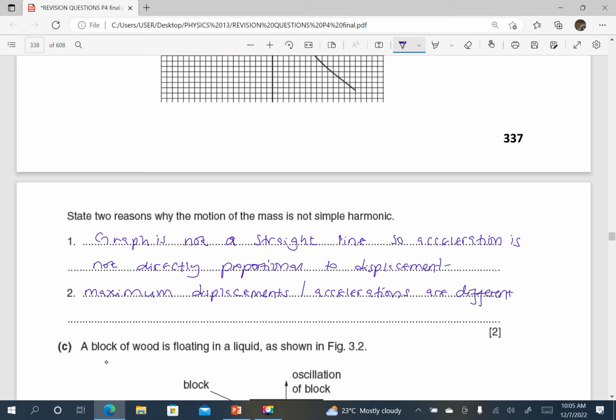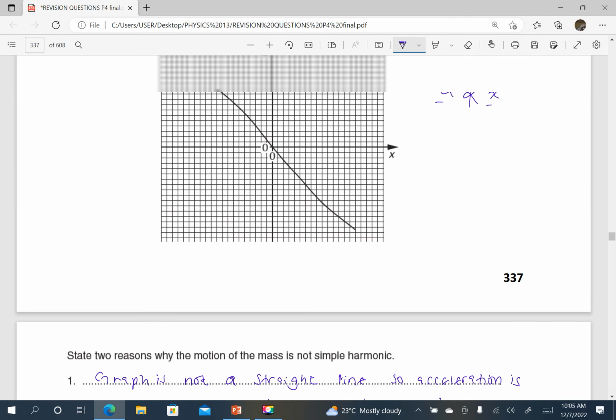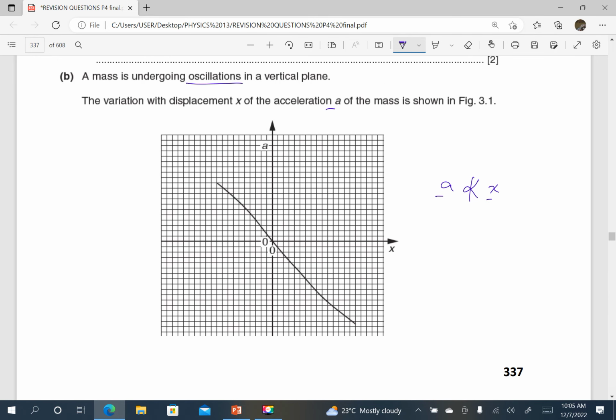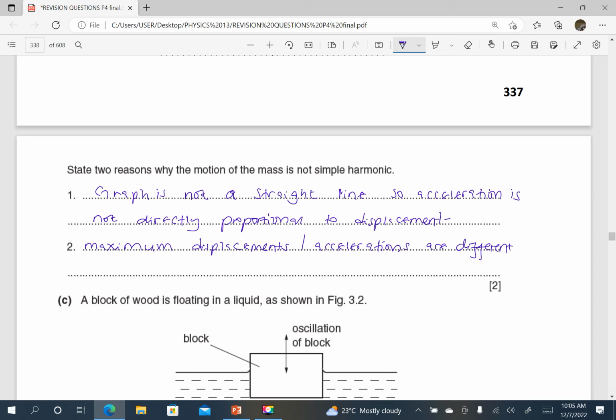For simple harmonic motion, the acceleration below and above the x-axis should be the same in magnitude. The displacement on the left and the right of the vertical axis should be the same if it is simple harmonic motion. So this one is not simple harmonic motion because the maximum displacements or accelerations are different.